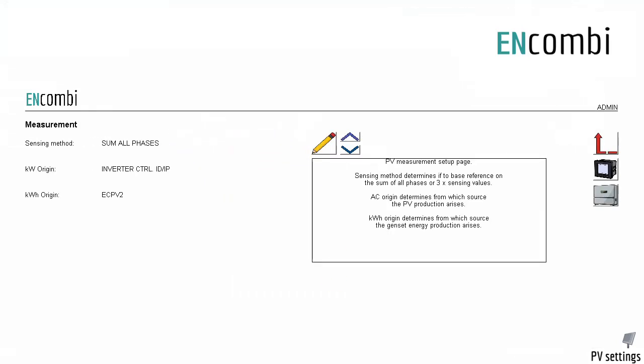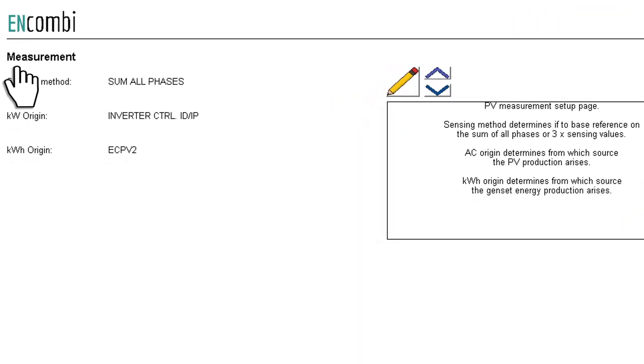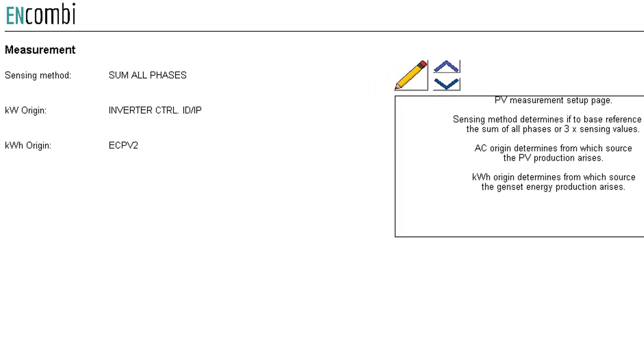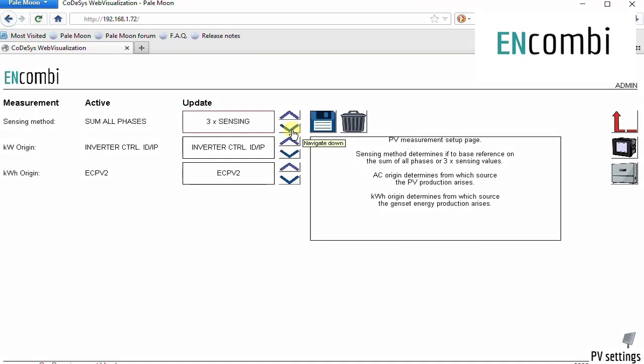The next editing is Measurement. Measurement setting allows the controller to read the production level of your PV plant. The level of production will be measured from connected power meters or inverters. Here under the measurement you have to edit 3 sub-menus, which are Sensing Method, kW Origin, and Kilowatt-hour Origin. On the Sensing Method editing, you have to select the right sensing method for your installation. Sensing method determines what power readings to base the calculated references on.